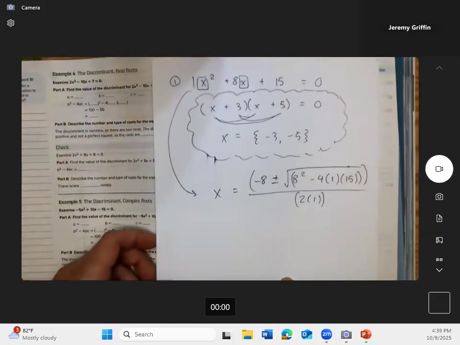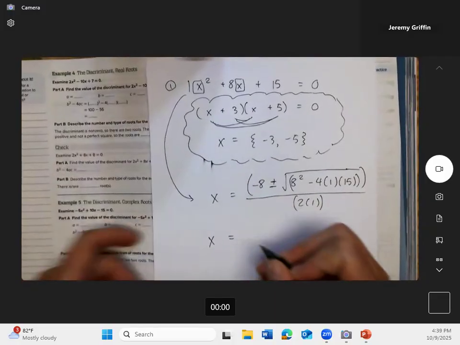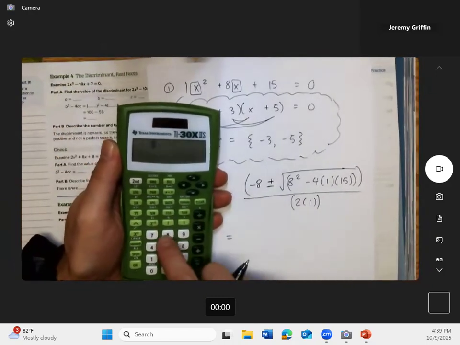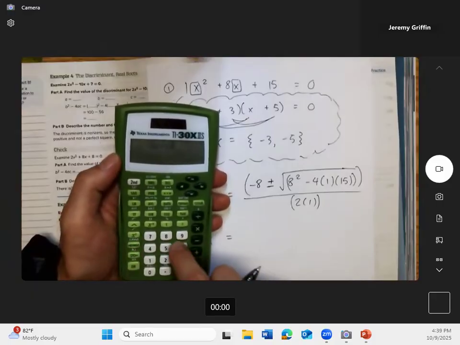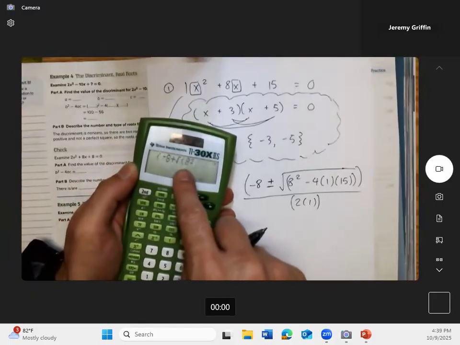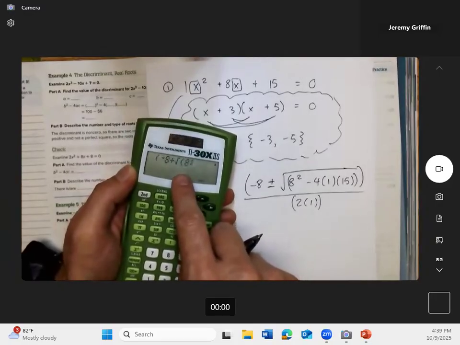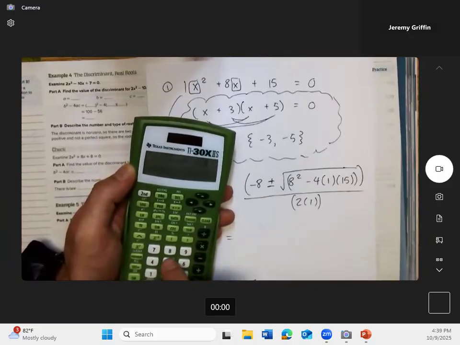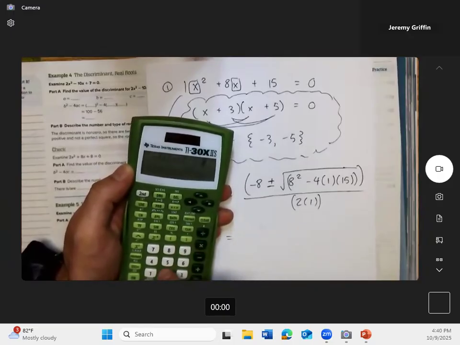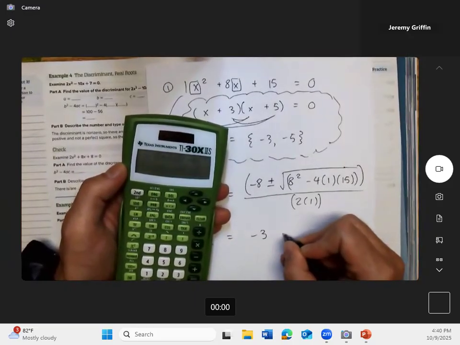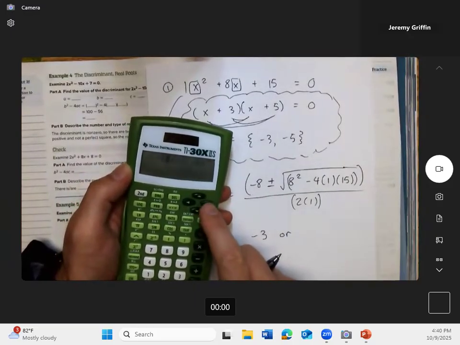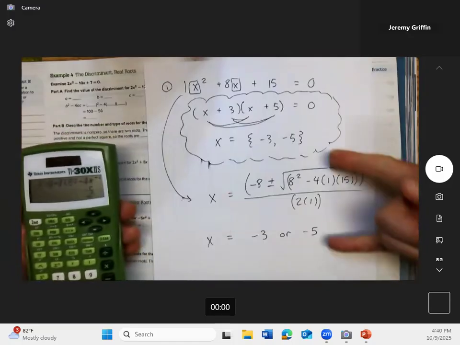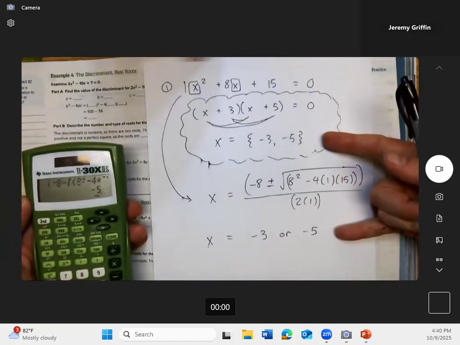Okay, just like that. So x equals, I'll just plug that in my calculator. Open the numerator, negative 8 plus root, and the calculator opens a parenthesis for me. Not all calculators do, but this one does, so that's nice for the radical. Negative 4 times 1 times 15. Close the radical, close the numerator, and then divide by 2. Yep, there's negative 3. And then if I scroll over and replace this plus with a minus, yeah, negative 5. That's exactly what I got by factoring.